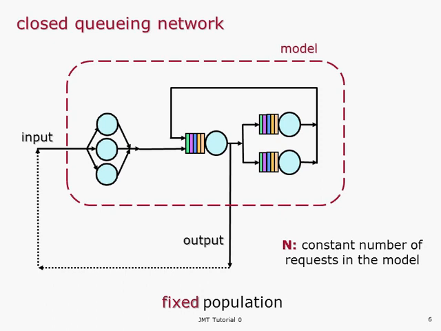So I have a question. When should I use open models and when should I use closed models? The open model should be used each time you do not control the flow of incoming requests to the system. This happens typically when you model requests arriving from an internet connection. You have no control on the intensity of the traffic. The number of requests in the model, in this case, can grow indefinitely. This is just because if one of the stations is saturated, all the requests accumulate in the model.